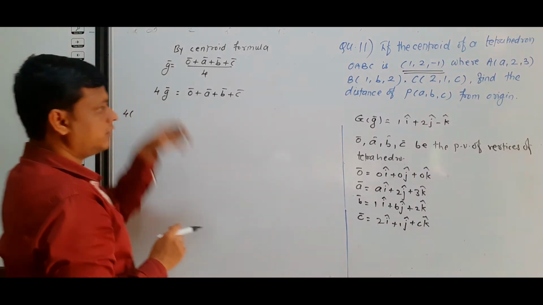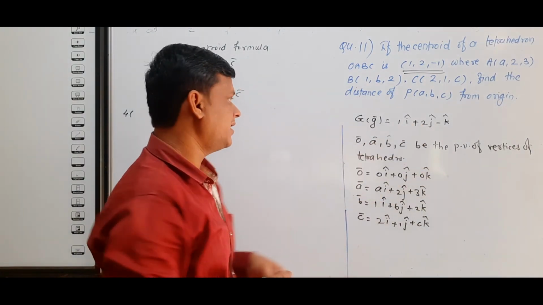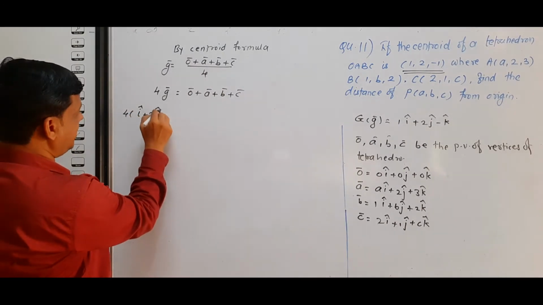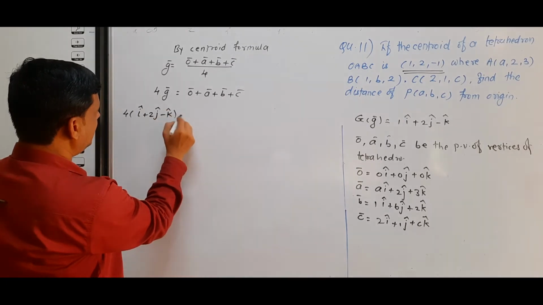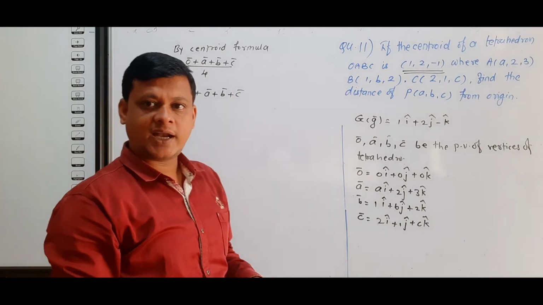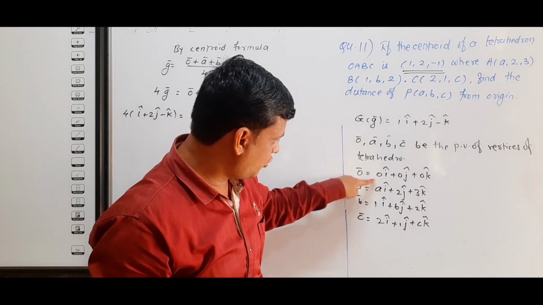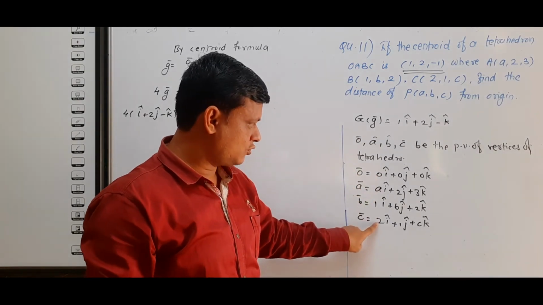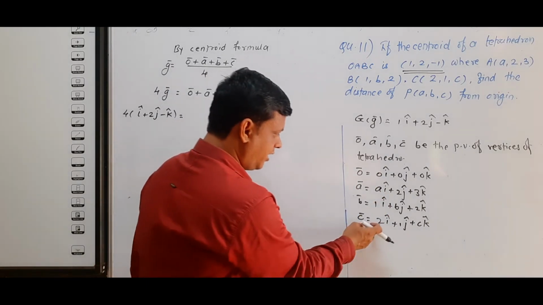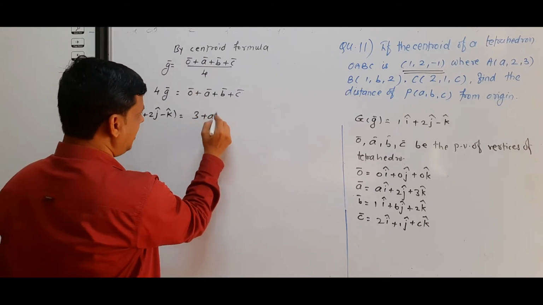Here the centroid is 1I plus 2J minus K, and I plus 2J minus K equals 0 vector. So we write directly their addition, one below the other: 0 plus A plus 1 plus 2. So we add the unit vector I: 2 plus 1 is 3, 3 plus A. So we write here (3 plus A)I.